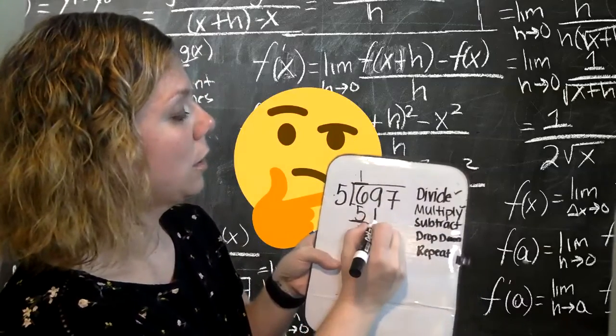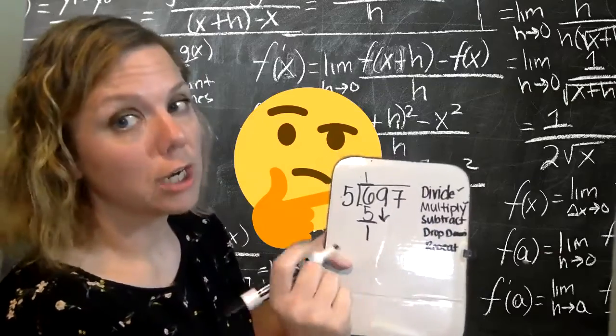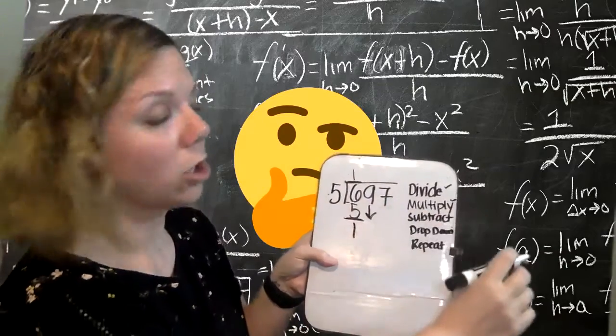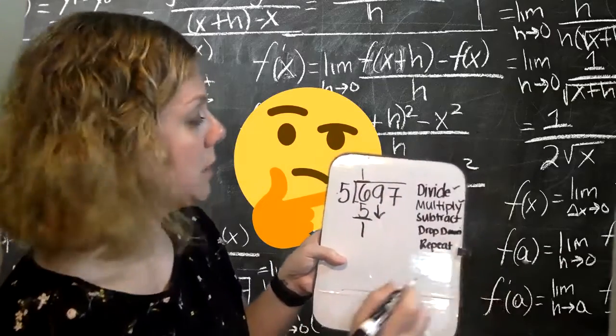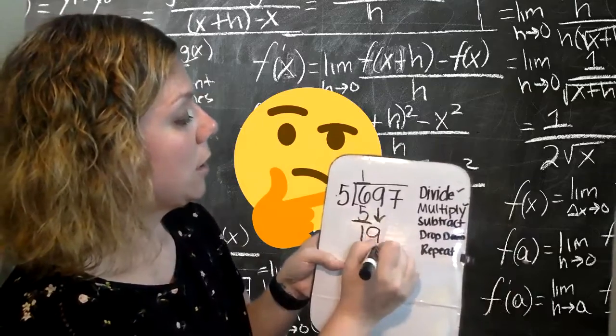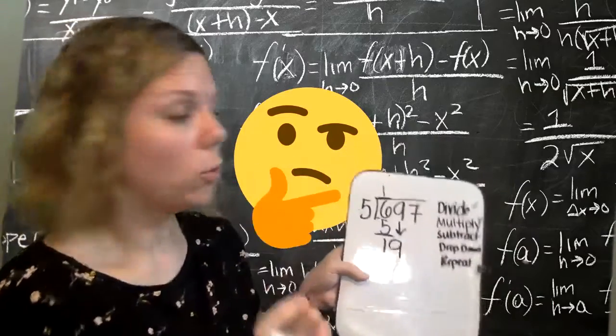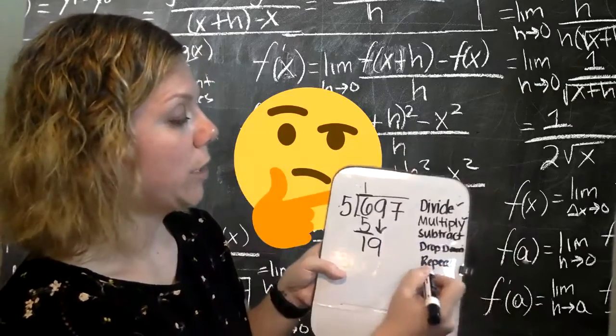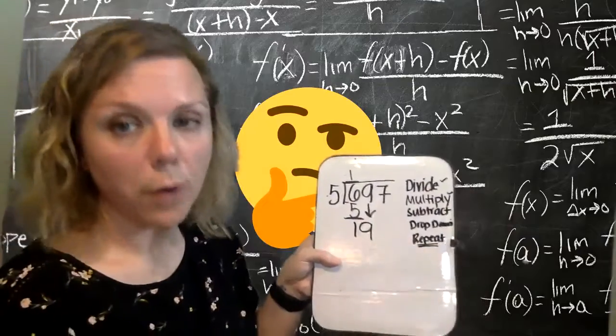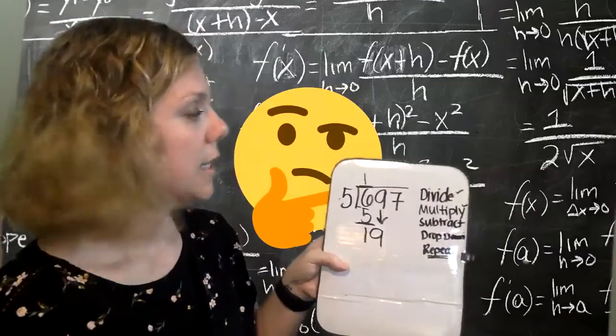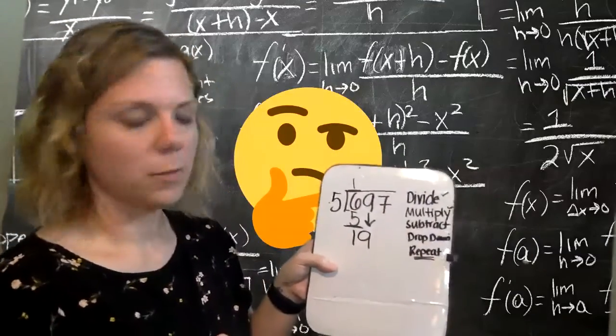Drop down. I draw my arrow. Draw your arrow, because especially when we get into longer numbers, then you know what you dropped and what you didn't. 9 drops down here, and now we have a 19. That's round 1. Round 1 is done. Now we're going to repeat it. So just pause me if you're not there yet, because that's one full round of the process.